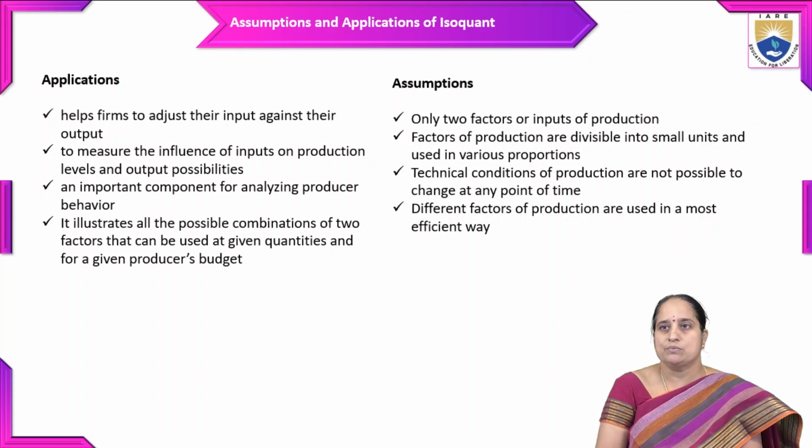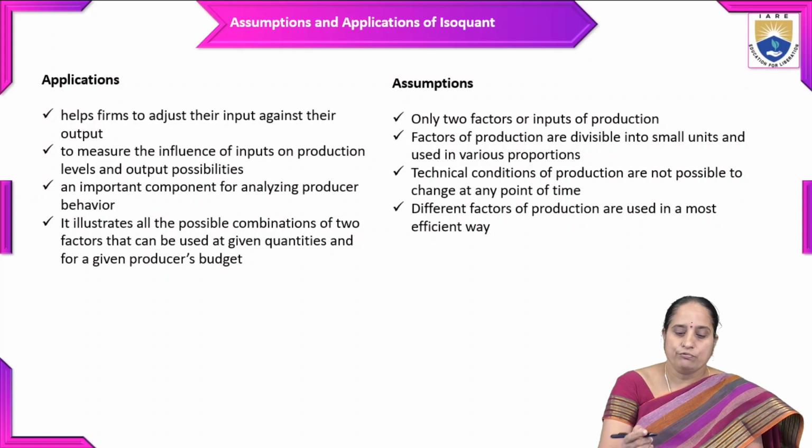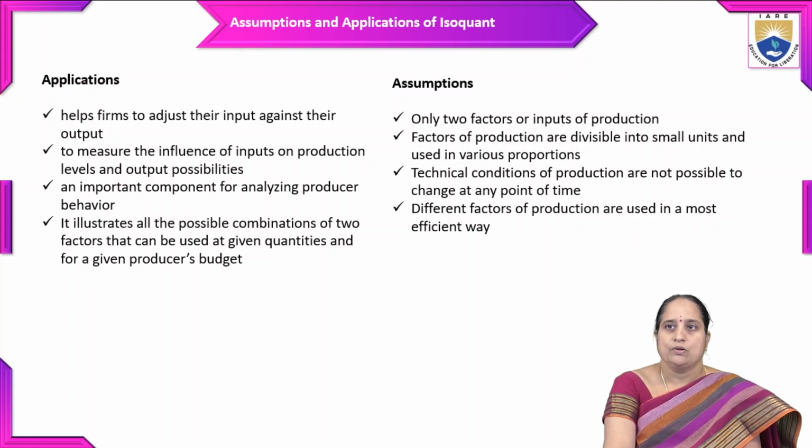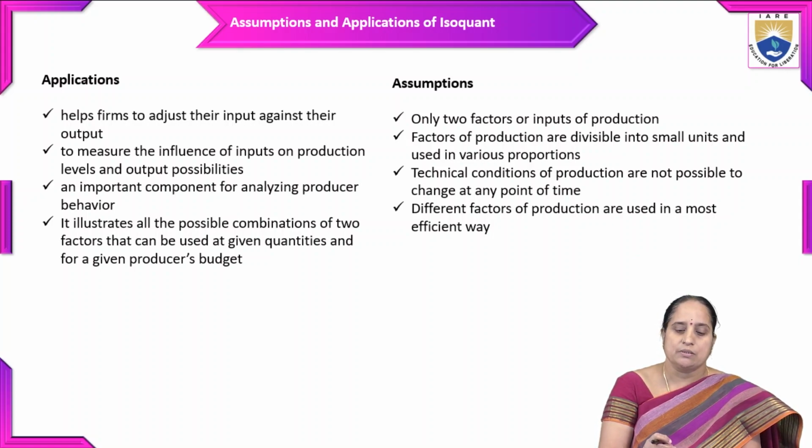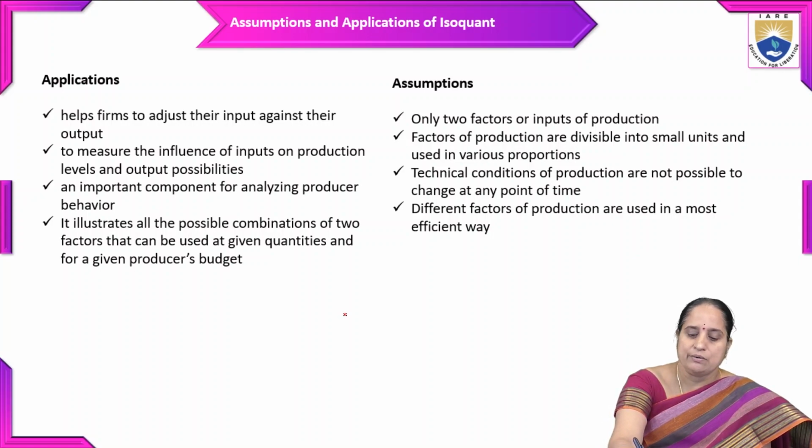Then coming to the assumptions. Out of the input factors, we consider only two factors. One is capital, another one is labor. And factors of production are divisible into small units and used in various proportions. So we can divide them easily and use different combinations, like 1:2, 2:5.